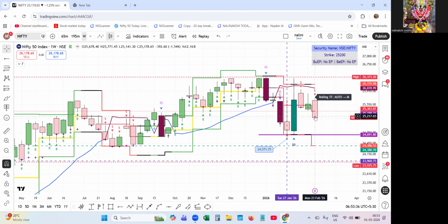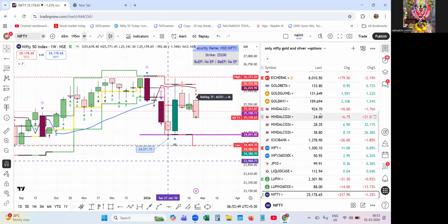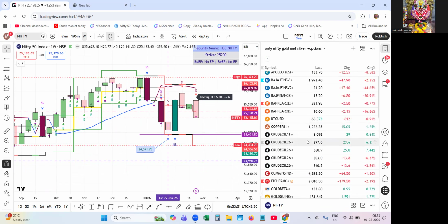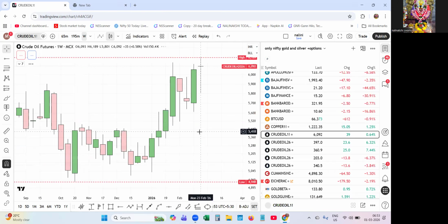Bank Nifty reacts fastest to foreign investor flow. If crude sustains higher, financials may see pressure. Let me go to the crude oil and show you what is happening in the crude oil. Crude oil has already shown strength in the market.